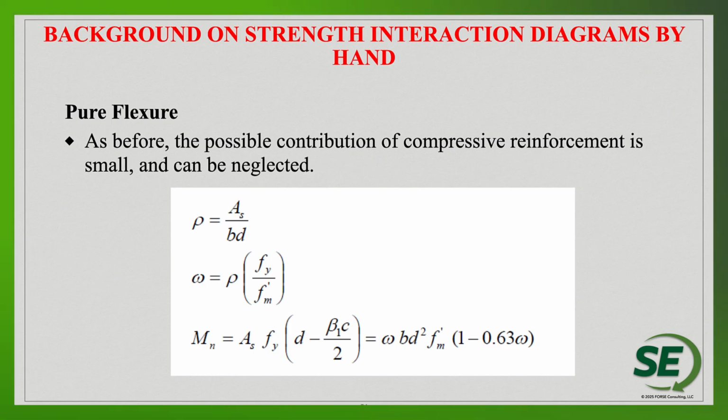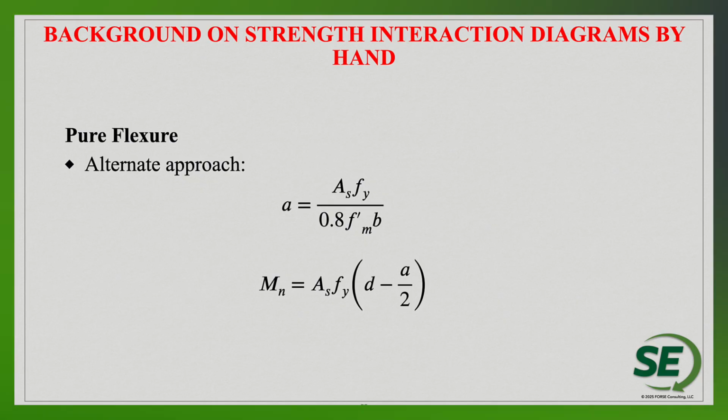For pure flexure, an alternate approach would be looking at what the a distance would be: the area of steel times the Fy yield strength divided by 0.8 times f'm times the width of the section b. And then from that, you can determine the overall moment capacity equation.